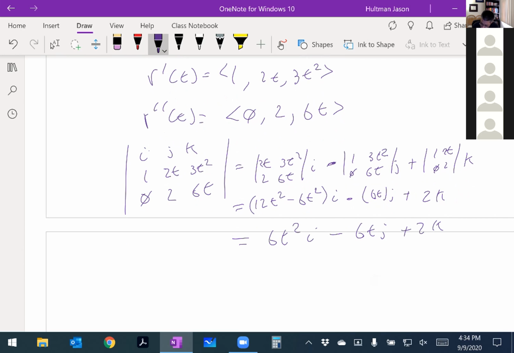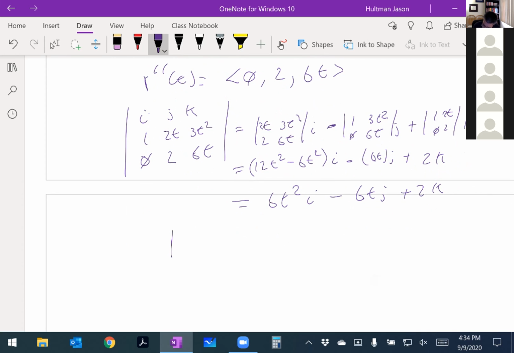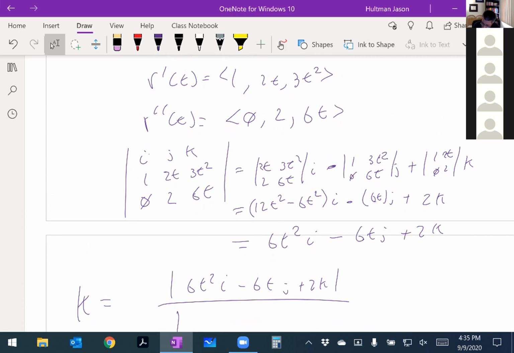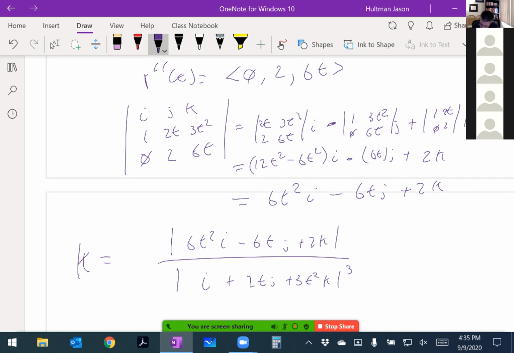So we want to find the magnitude of this thing. So kappa is equal to the magnitude of 6t squared i minus 6t j plus 2k over the magnitude of r prime. Well, what was r prime? R prime is i plus 2t j plus 3t squared k. I want the magnitude of that thing cubed.